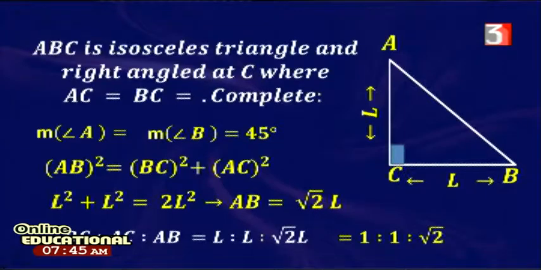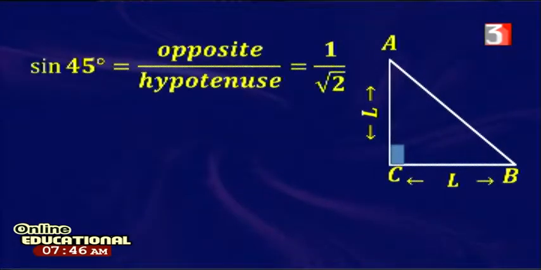In this case, we can say that sine 45 degrees, the sine is opposite over hypotenuse. What about the side opposite to 45? Its ratio is 1. What about the ratio of the hypotenuse? It's root 2. So sine 45 equals 1 over root 2.